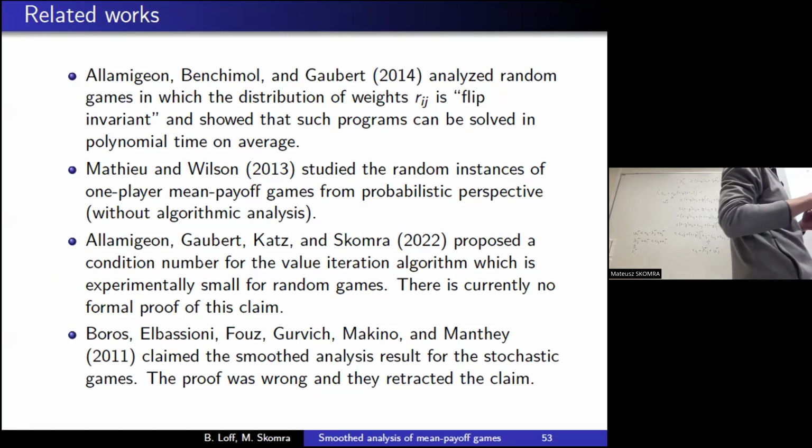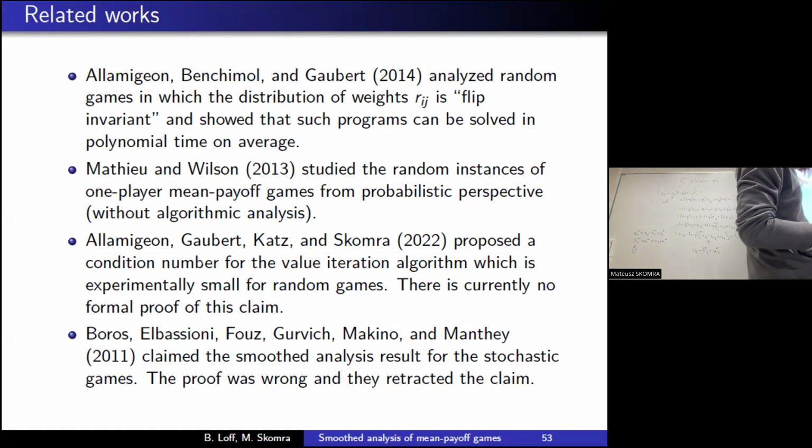Then there is a paper by Mathieu and Wilson where they studied the one player case, what happens when you pick the weights from some random distribution. There is a very nice probabilistic analysis of what happens to the length of the cycles and so on. They were motivated by the fact that they wanted to prove that some algorithm is efficient on random instances, but they didn't manage. So the paper is about probability.